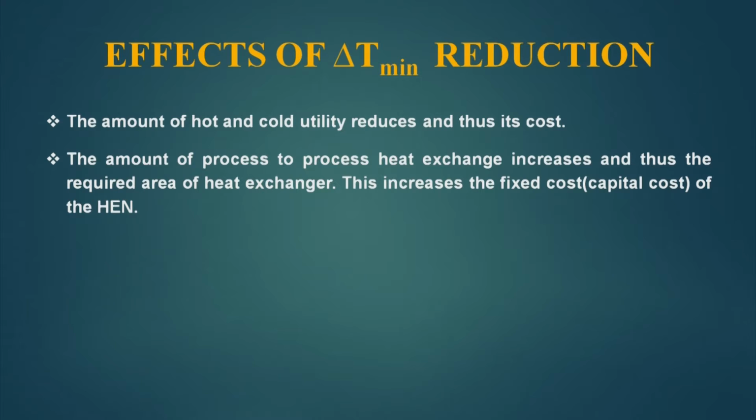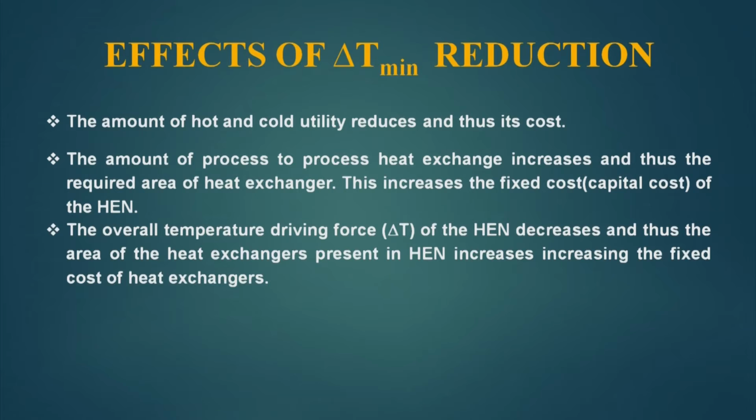When I decrease delta T minimum, process to process heat exchange increases, and thus the required area of the heat exchangers. As the process to process heat exchange increases, to transfer this amount of heat we have to increase the area of the heat exchangers. This increases the fixed cost, that is the capital cost of the HEN.